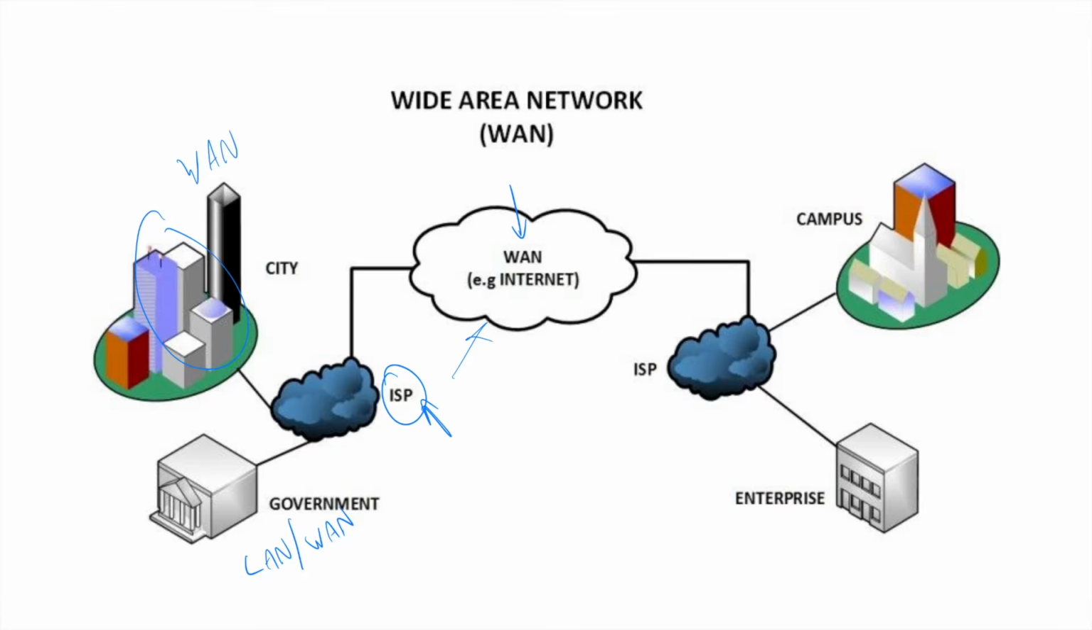Here we have a university campus. This is probably going to be a LAN, and an enterprise should probably be a LAN again. But these are connected to an internet service provider along with a bunch of other devices that are connected to the greater, larger wide area network, which is the internet. So you've got a combination of wide area networks and local area networks that are connected to each other through one larger wide area network, which is just the internet.